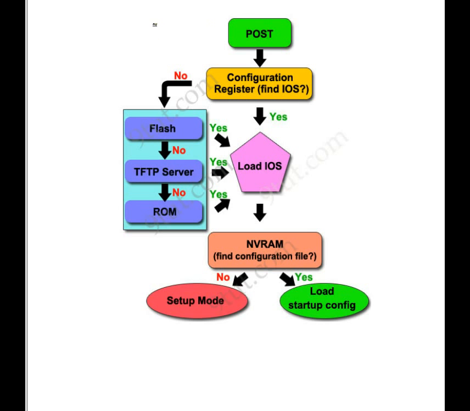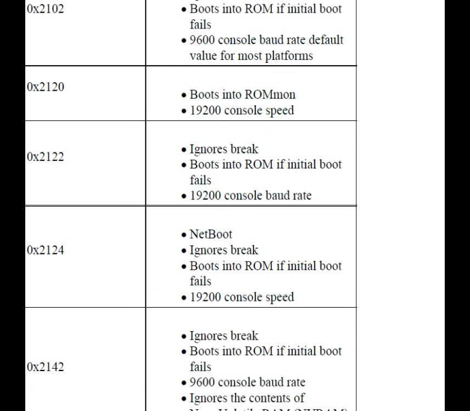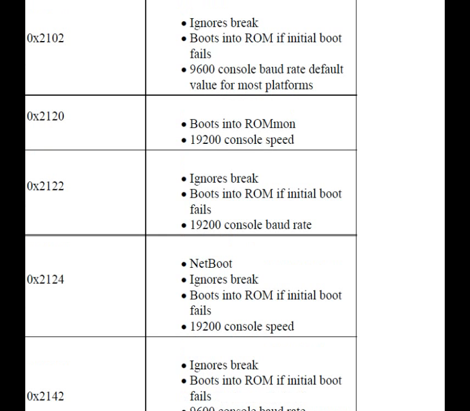One is physical access. The other is knowing the boot process. In the boot process of a Cisco router, we go through POST. The configuration register is then checked. The configuration register tells the system where to look for things. The default is 2102, which says ignore break, boots into ROM if initial boot fails. If it doesn't find the IOS, it's going to go into ROM mon mode.